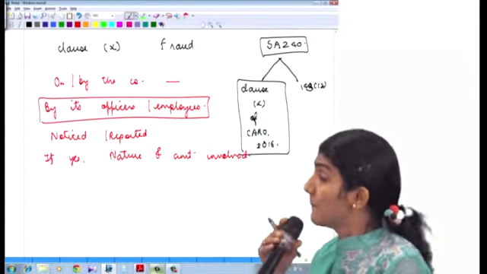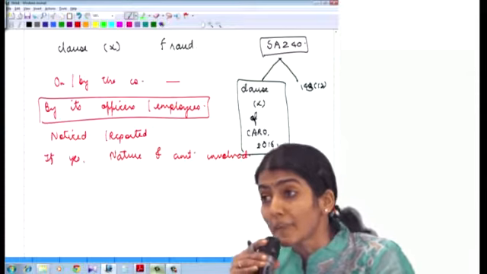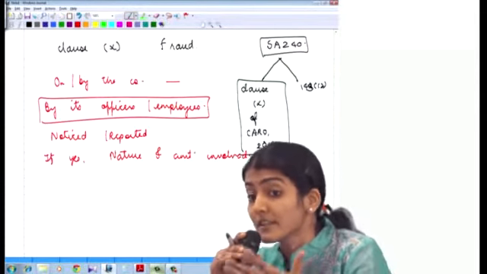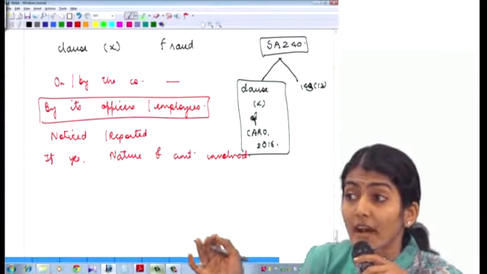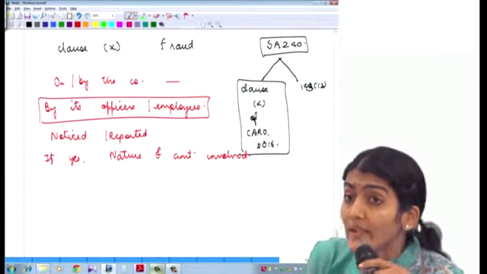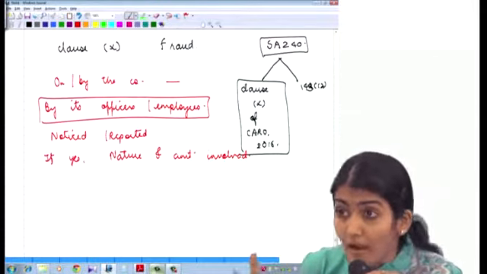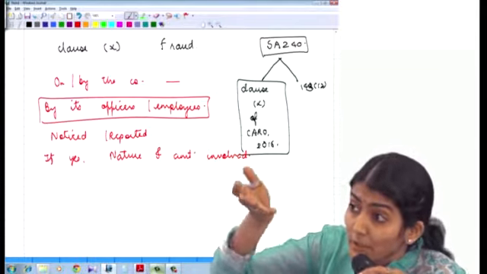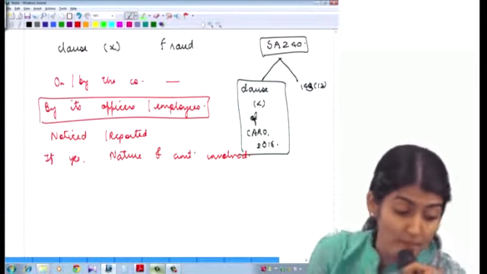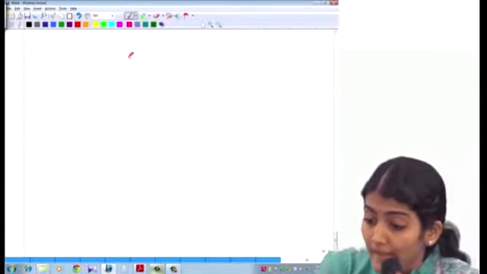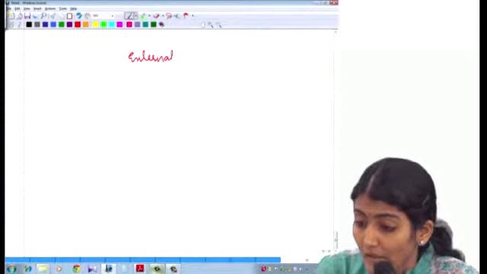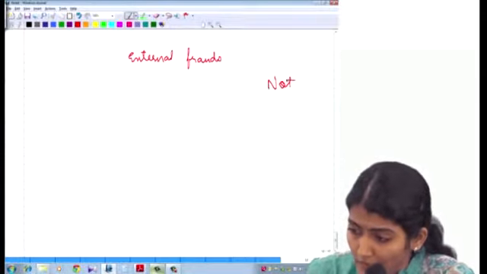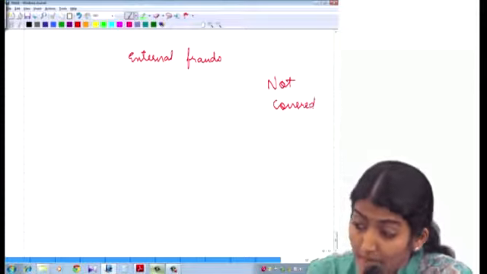Any fraud on the company or any fraud by the company, by its officers or employees. So external frauds are not covered in CARO 2016. Noticed or reported, matlab you know for sure that this fraud had happened. You saw it with your own eyes, or management themselves came and reported it to you. That means one thing, what I told you: external frauds not covered in clause 10.